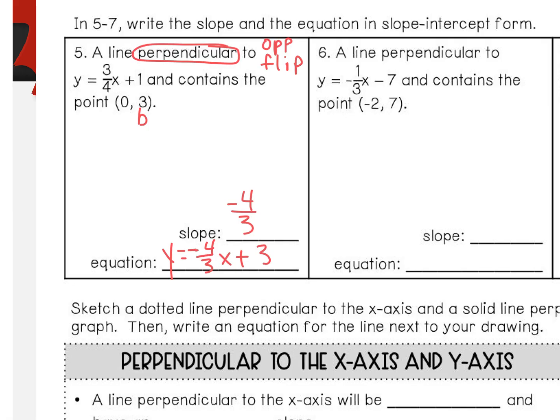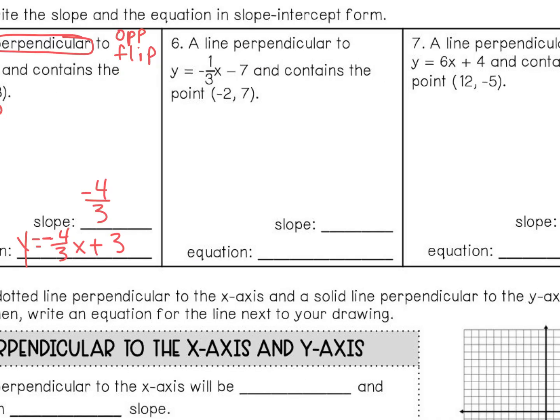3. These next two are not quite so straightforward because they're not giving you the y-intercept. They're giving you an x1, y1. So we are going to need to start with, we have a point and a slope. So point-slope form, and we're going to change it to mx plus b.